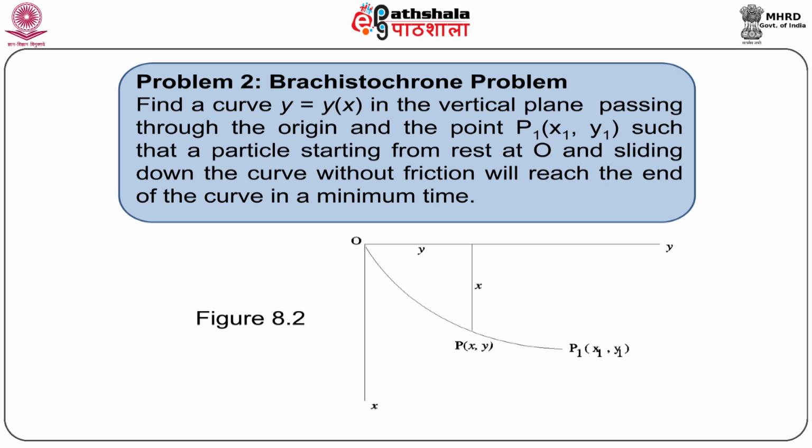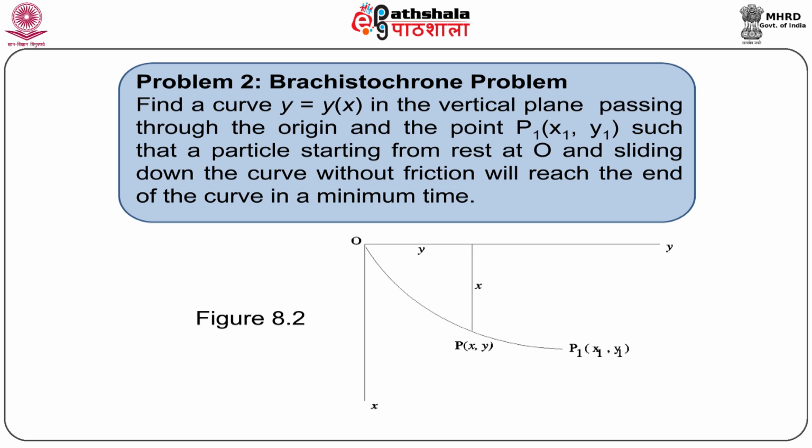Now, consider problem 2, which is a famous problem known as the Brachistochrone problem. Find a curve y equal to y of x in the vertical plane passing through the origin and the point capital P1, whose coordinate is (x1, y1), such that a particle starting from rest at O and sliding down the curve without friction will reach the end of the curve in a minimum time.